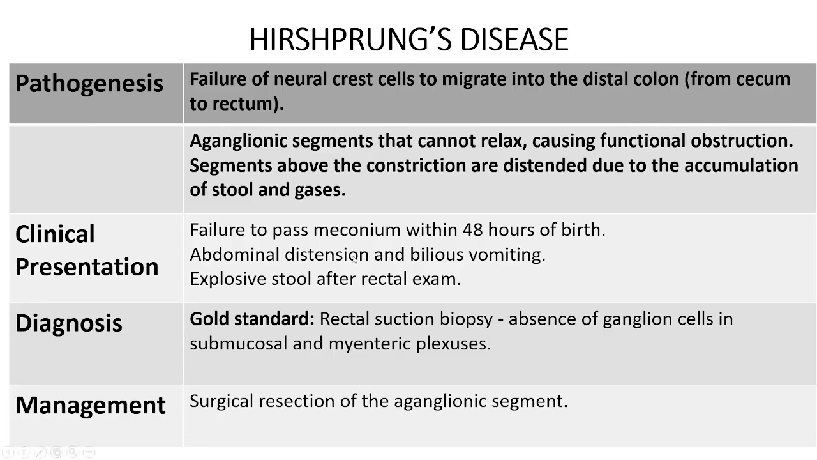So we already saw the clinical presentation. The golden standard of diagnosis is rectal suction biopsy, which shows the absence of ganglia, and this confirms the diagnosis. Also, X-ray can be done. But the gold standard is biopsy. The only treatment is surgical. That's surgical resection of aganglionic segments. That's it, nothing else can help, just surgery.